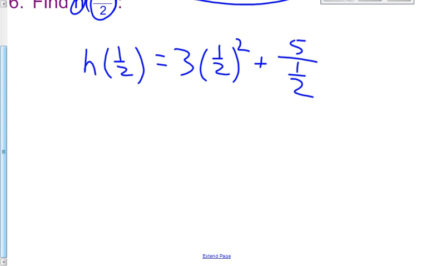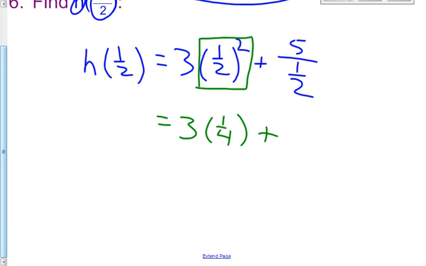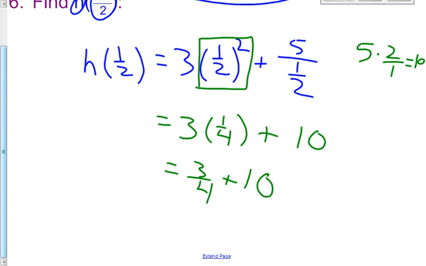So a half times a half, we're doing this step right here first. A half times a half is a fourth. 3 times a fourth plus 5 divided by a half. 5 divided by a half is the same thing as 5 multiplied by the reciprocal. 5 times 2 is 10. So I have 3 times a fourth, which is just 3/4, and then we're going to add 10.